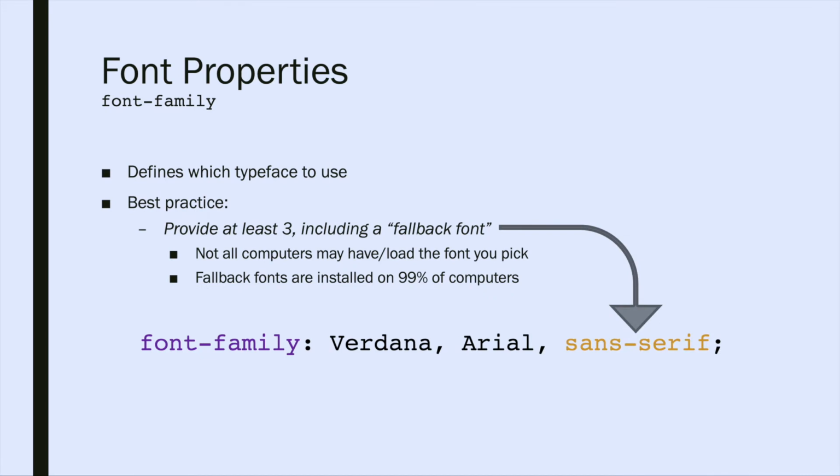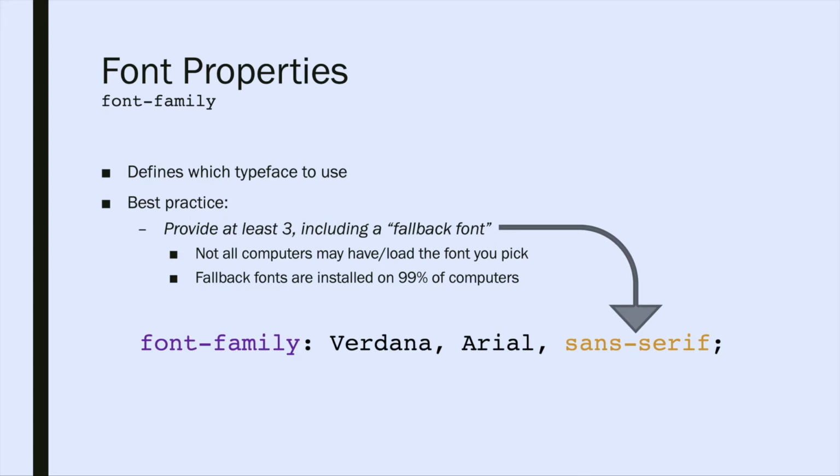Next, we're talking about including the actual element of a font in your CSS. Inside the property and values, you're going to be using the property font-family, that is font-family with a dash in between the two words. This defines which typeface to use. The best practice is to provide at least 3 different fonts, including a fallback font.